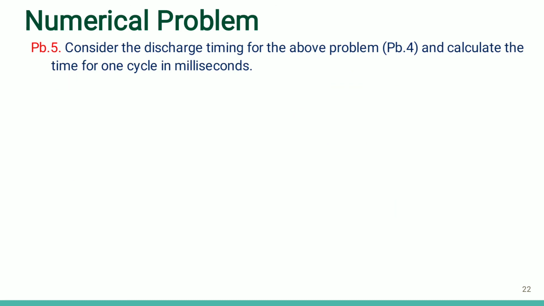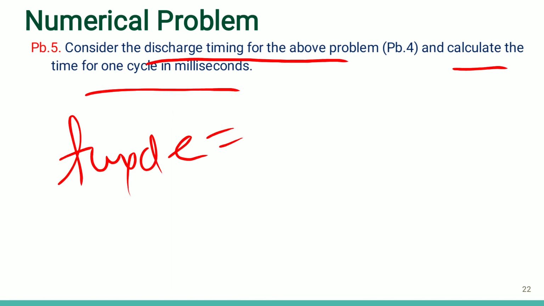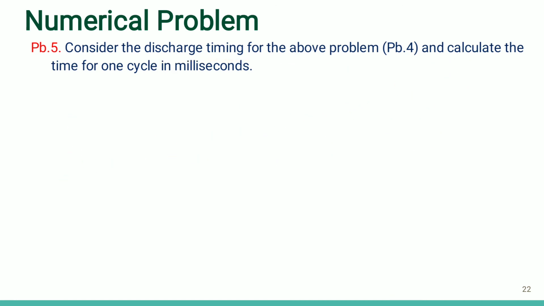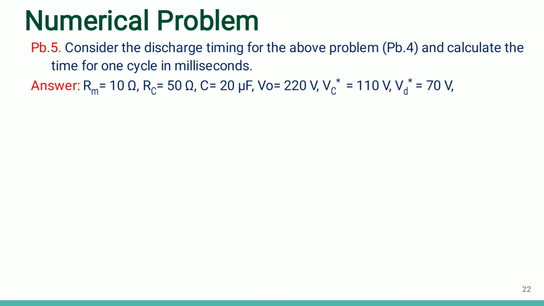Next, in the same problem, with the data that we considered in problem 4, we have to consider the discharge timing and calculate the time for one cycle. The cycle time is equal to Tc, that is charging time, plus discharging time. In the last problem, we considered it as 0 and found only Tc. So the Tc will be the same, only we have to find the value of Td. When you sum it, we get the value of T cycle. These are the data given in the previous problem, and this is the value of Tc.